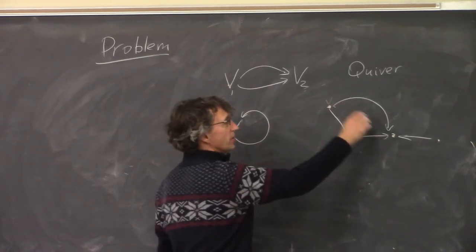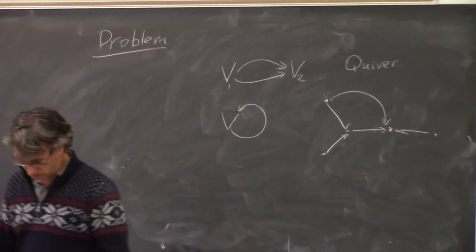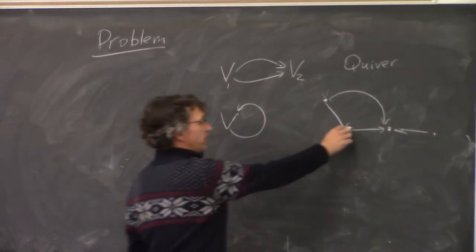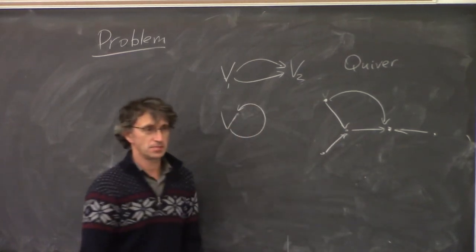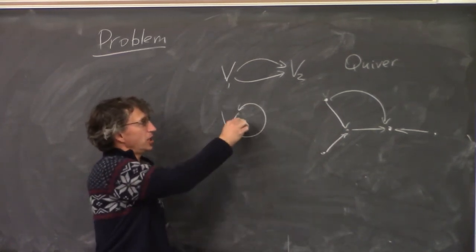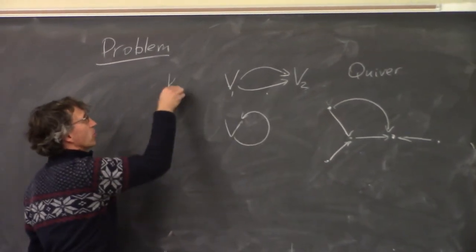Namely, you put a vector space at every vertex, you put a linear map on every edge, and you ask to classify them up to change of basis in each of these spaces. So that's a classification problem. These quivers, by the way, have a property.